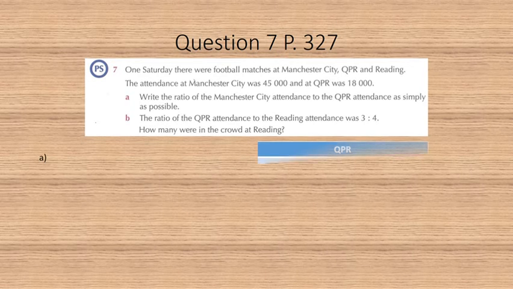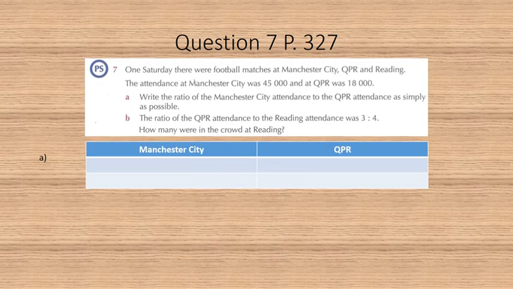Here I have to make the table, like the ratio table, Manchester City to QPR. This is the question that he asked me about. Write down 45,000 under the Manchester City column and write down 18,000 under the QPR column, and then simplify. So first of all, I will divide by 1000 to get rid of these three zeros. So divide by 1000, and the answer is going to be 45 to 18.